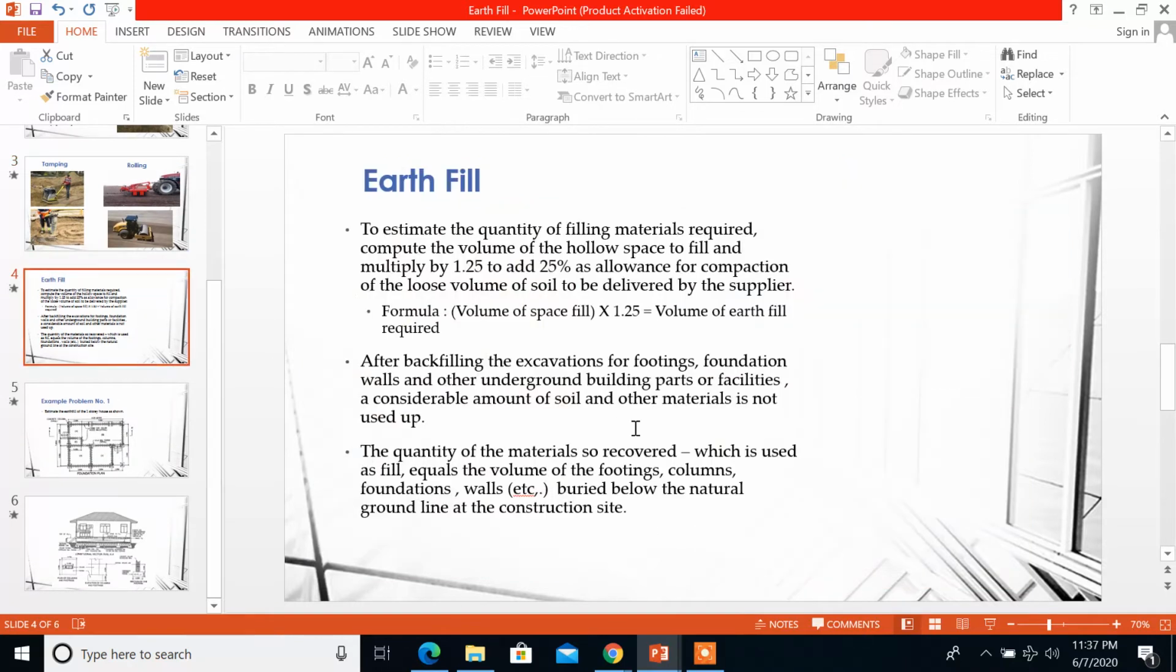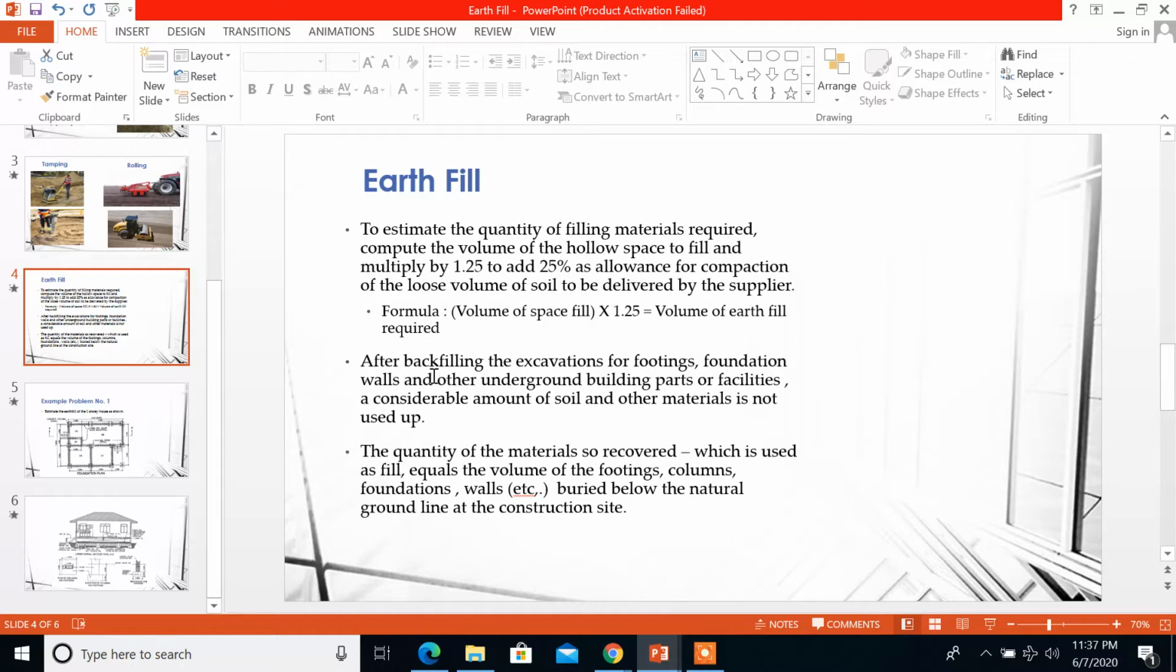Next, for the earth fill, how do we estimate the quantity? To estimate the quantity of filling materials required in earth fill, compute the volume of the hollow space to fill and multiply by 1.25, to add 25% as allowance for compaction of the loose volume of soil to be delivered by the supplier. So our formula: volume of space to fill times 1.25, or an addition of 25%, is equivalent to the volume of earth fill required.